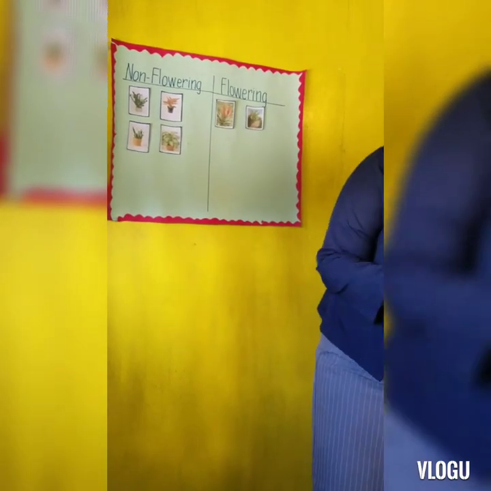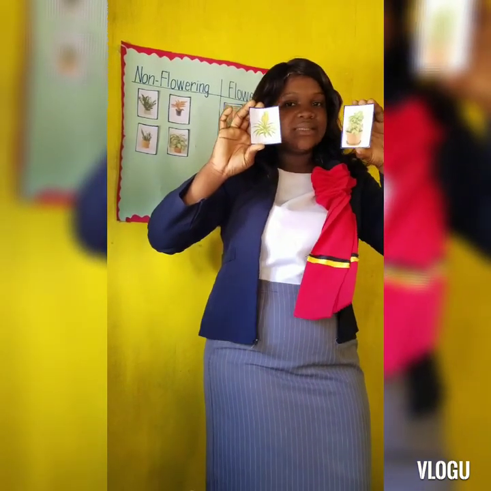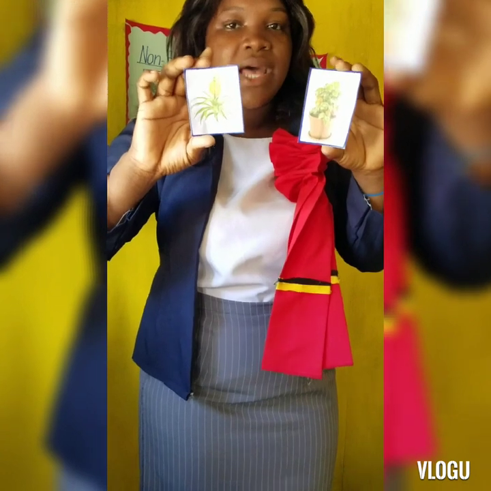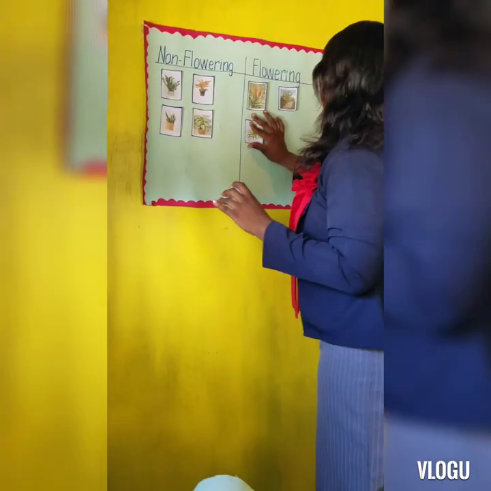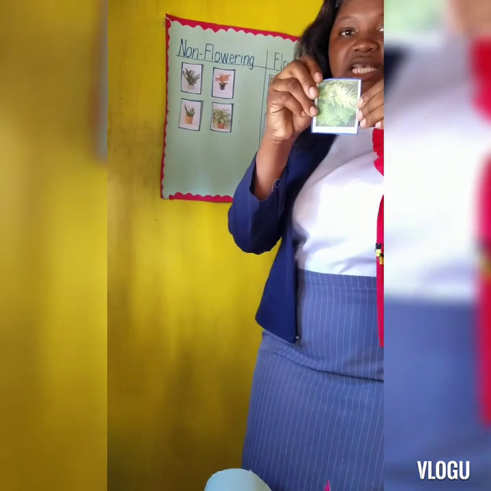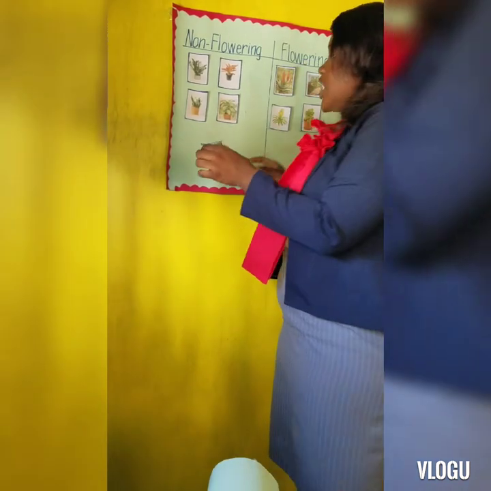Okay, now we're down to 3 more. Where should we place it? Okay, now say for me, what are the 2 types of plants I have here? A pineapple plant and a tomato. What are they? Flowering plants. Okay, boys and girls. Now we have the last one here. This is what type of plant? Very good. It's a fern plant.